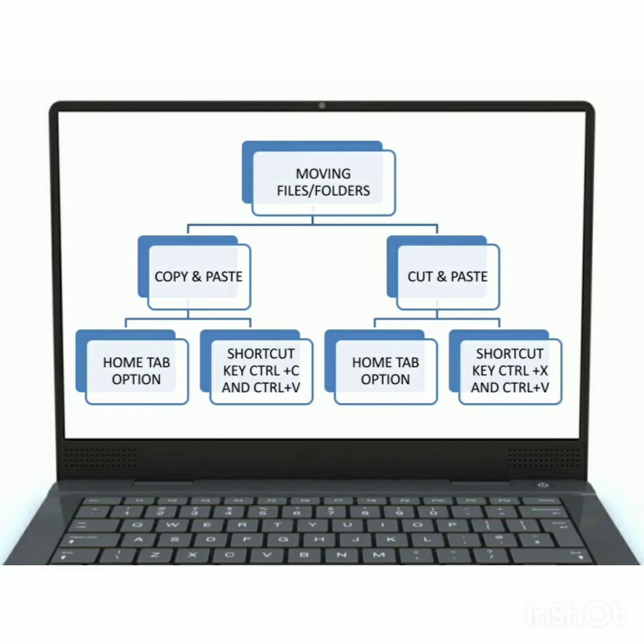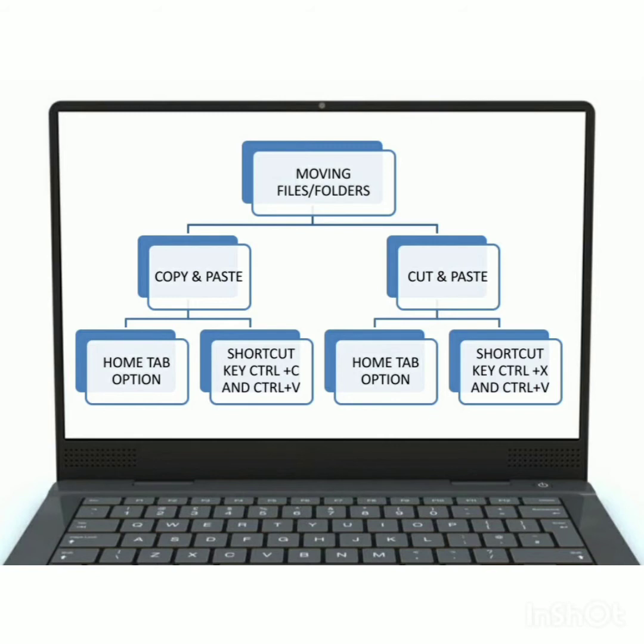Now copy and paste has two options below. First one is the Home tab option and another one is the shortcut key, that is Ctrl plus C for copy and Ctrl plus V for paste. Similarly, cut and paste also have two options, that is the Home tab option and the shortcut key option. To cut, you need to press the Ctrl plus X keys of the keyboard, and to paste you need to press the Ctrl plus V keys of the keyboard.